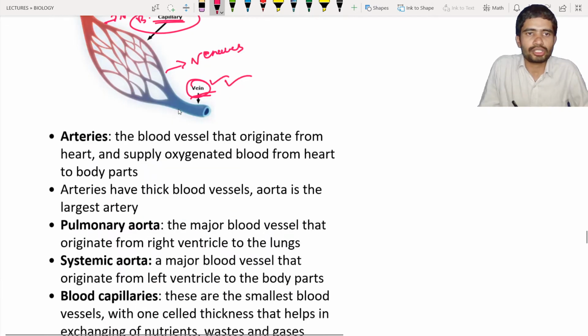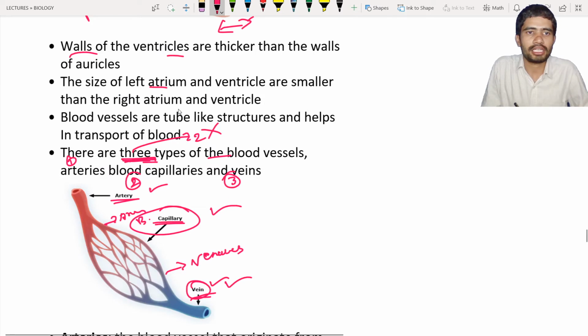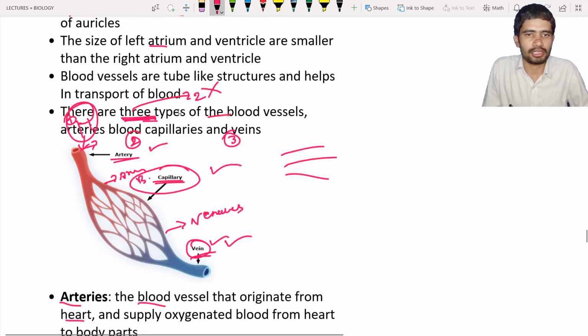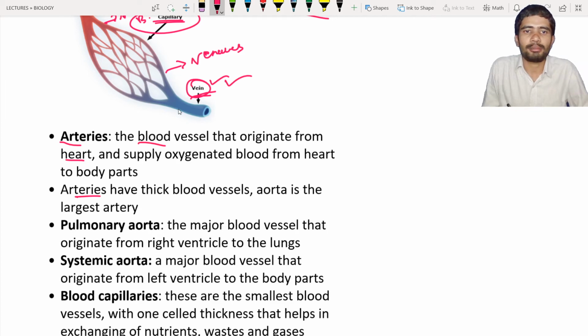The blood vessels that originate from the heart are known as arteries. Here there is a heart, and the heart gives rise to a major blood vessel known as the aorta. This aorta will divide into many blood vessels, and this is one of the blood vessels. That is an artery. The arteries have thicker blood vessels.